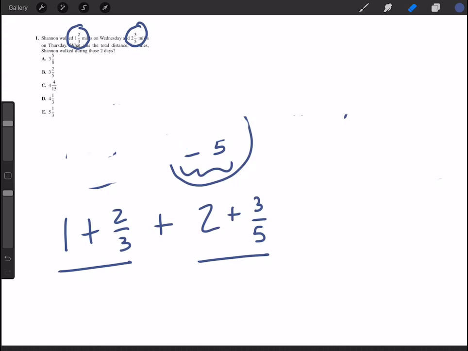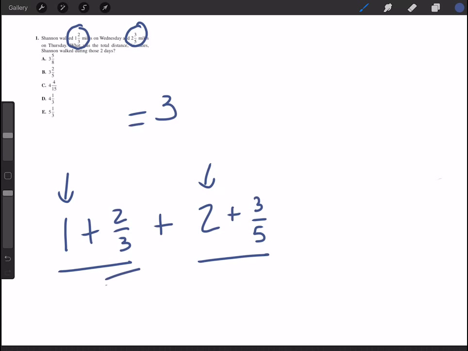Okay, so now to solve. Well, if we didn't have a TI-83, TI-84, what we would need to do is relatively simple. We could add the whole number parts, the 1 with the 2, so that's equal to 3. But then we have to add the fraction parts, the 2/3 and the 3/5. To add 2/3 plus 3/5, we would need to first make sure that we have both fractions with the same denominator, because you can't add these fractions the way they're written. This is in terms of thirds, this is in terms of fifths, and so they're not compatible. So what we need to do is convert.